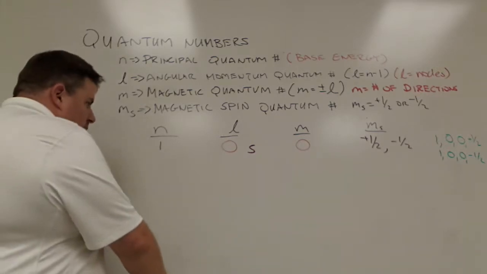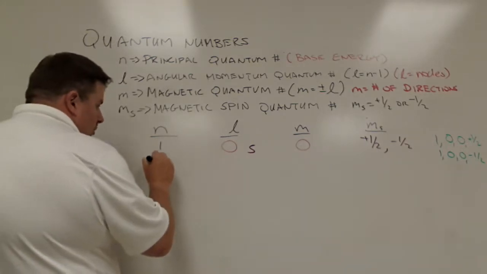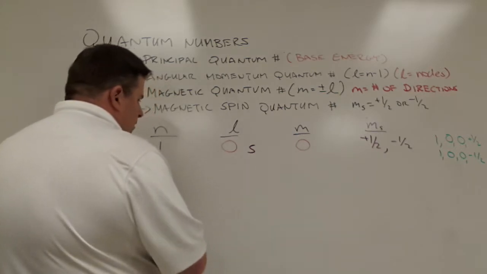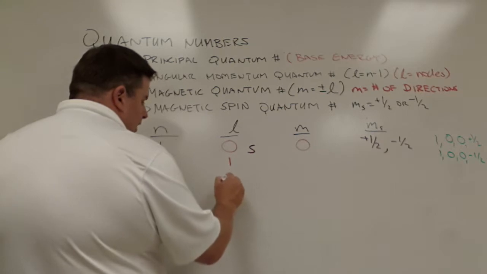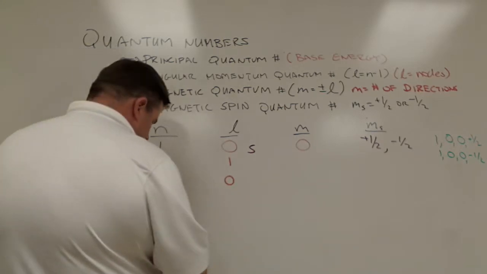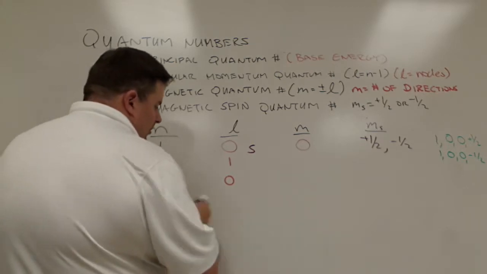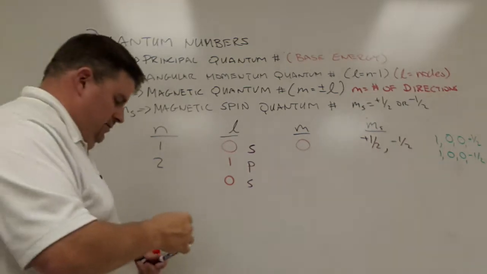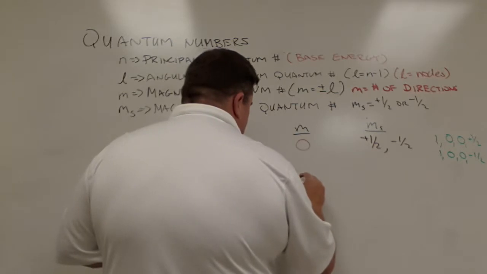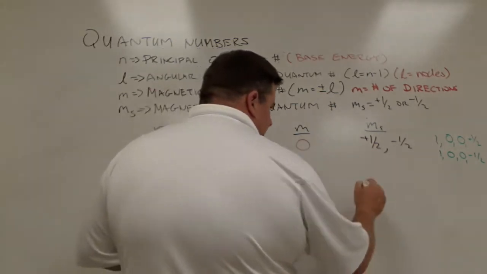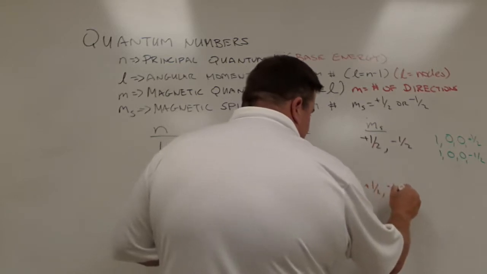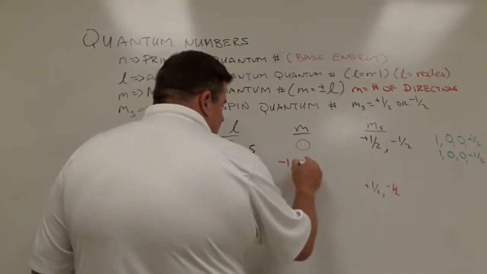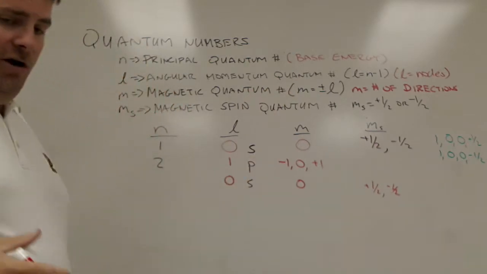Okay? Now, if I go to principal quantum number 2, what are my L values going to be? I can have a 1, or I can have a 0. If I have a 0, the orbital descriptor is going to be S, and this one is going to be P. All right? So what's the M value for the S? The M value is going to be 0 for this one, which means I'm going to have a plus 1/2 and a minus 1/2 for that shell. Okay? And for P, I'm going to have minus 1, 0, plus 1, or plus 1, 0, minus 1, however you want to write it.